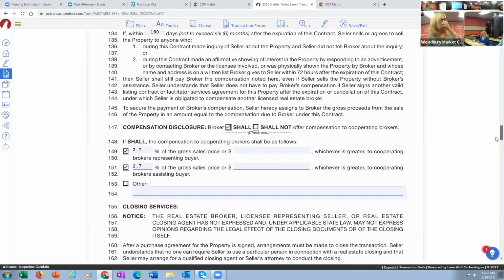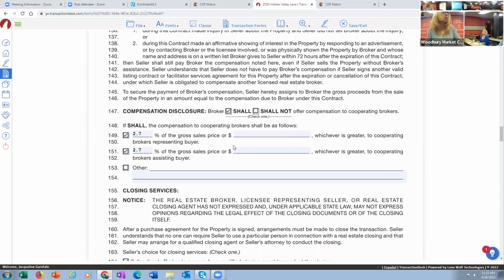Compensation disclosure, 147. Broker shall, so KWPR shall pay, I pay 2.7. You see a lot of 2.5s now, but I just don't want to hit my buying agents yet. 2.7 of the gross sale of the final purchase price goes to a cooperating broker or any kind of assisting buying agent. They'll get 2.7 of my seller's 5.7.